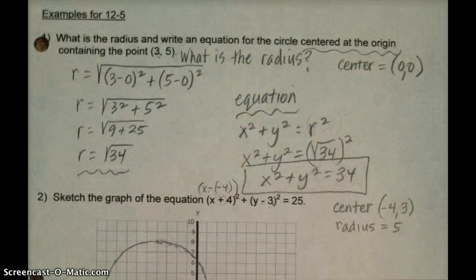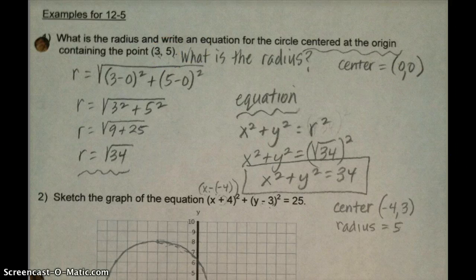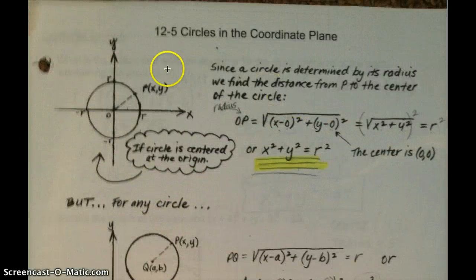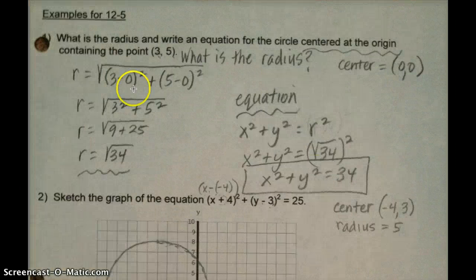Okay, let's look at a few more examples. So it asks us, what's the radius, and write the equation for the circle centered at the origin. So the origin, we know then our center is 0, 0. And then it contains the point 3, 5. So this is our P. When we go back to this picture here at the top, this is our P. It's the point on the circle. So the circle contains that point.